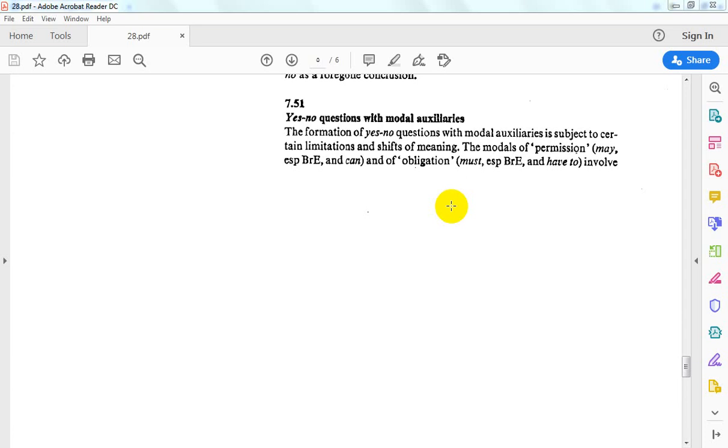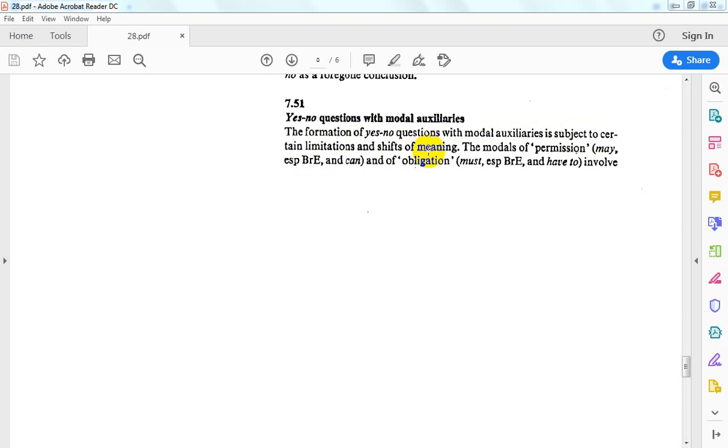With the last part of yes/no questions, which is how to deal with yes/no questions using modal auxiliaries. When you say, for example, may I borrow your book? Can you lend me this book? Let us see what it means. Please pay more attention to these two lines. The formation of yes/no questions with modal auxiliaries is subject to certain limitations and shift of meaning.